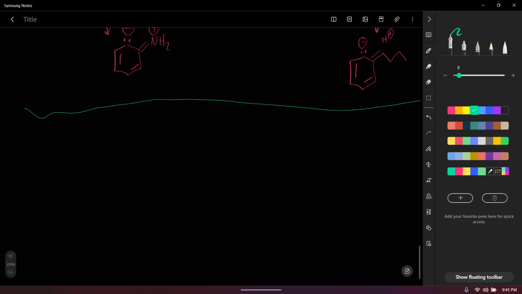Why does being able to donate electron density into the ring cause you to be an ortho-para director?